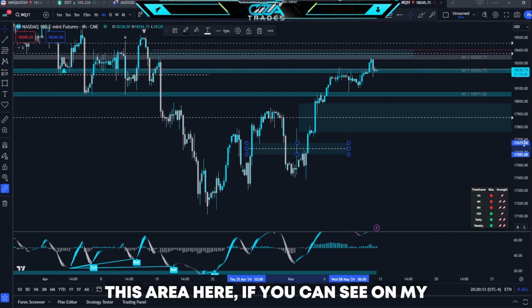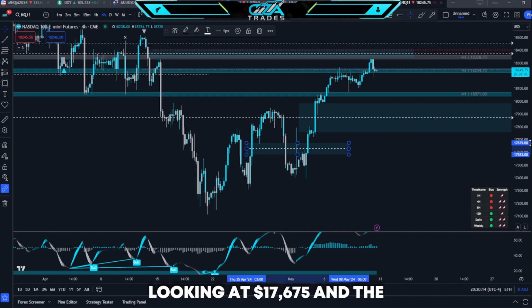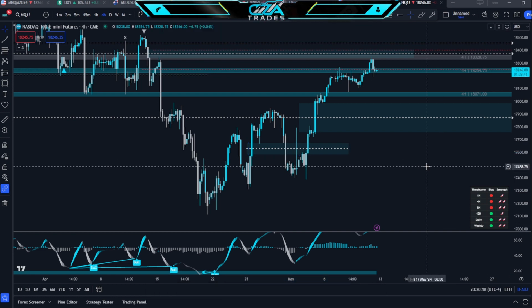This area here, if you can see on my rectangle tool, you're looking at 17,675 and the bottom of it being 17,583.